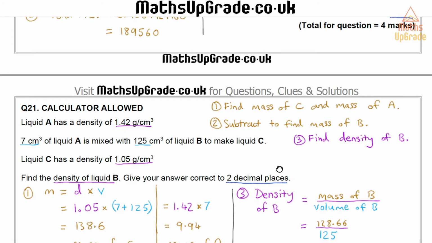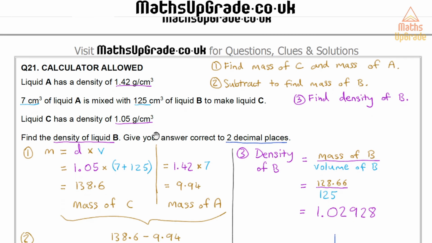So let's find the mass of C. The mass of C, again, is given by this formula, density times volume. Here's the density of C, 1.05, and here's the volume of that third liquid, which is the volume of A added to the volume of B, since they're both put into that mix. So that is 138.6 grams. So there's the mass of C. The mass of A is just the density of A, which is given as 1.42, times the volume of A, which is 7. That is 9.94.